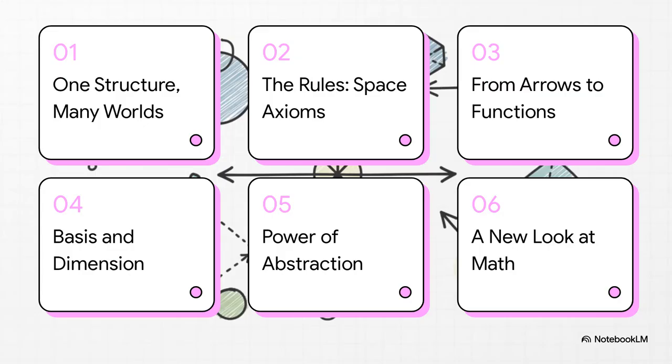So here is how we're going to break this down. First, we'll talk about the core idea. Then we'll get into the actual rules of the game. After that, we'll look at some really surprising examples. And finally, we'll tie it all together to see why this abstract way of thinking is so incredibly powerful.